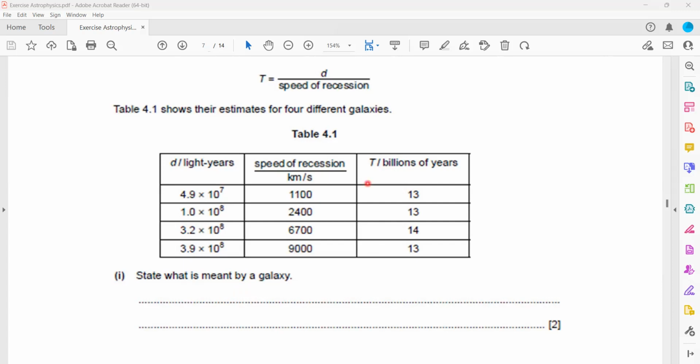A collection of solar systems, stars, gases, and dust is also fine. But the simple definition for a galaxy is that it is a collection of billions of stars. That's it. So how will you score 2 marks? 1 mark you will score for collection. 1 mark you will score for billions of stars.